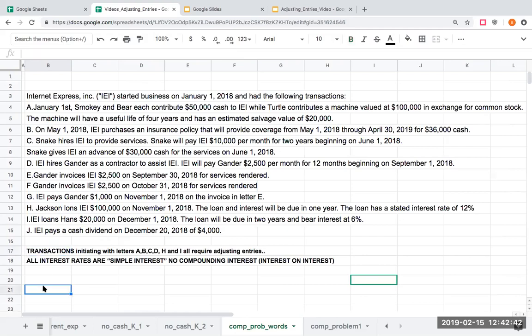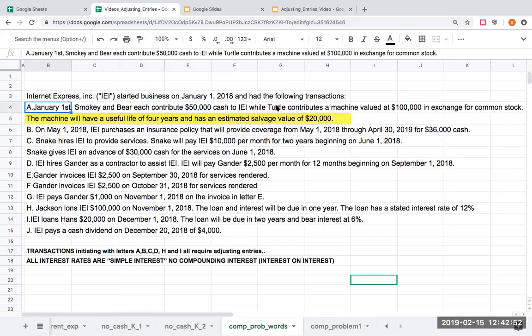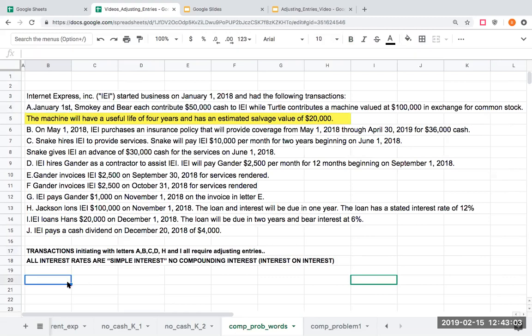So the first one is that when I received the equipment, and I see this additional information here, because I'm getting this machine on January 1st, I'm using it for the full year. So as part of that use, I need to go through and record the depreciation expense. To compute the depreciation expense, I'm going to have my acquisition cost minus my salvage value divided by my estimated useful life.